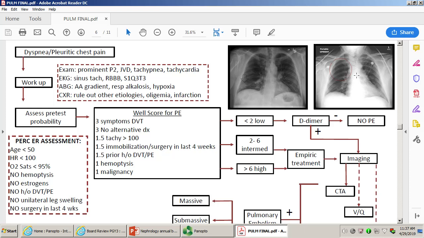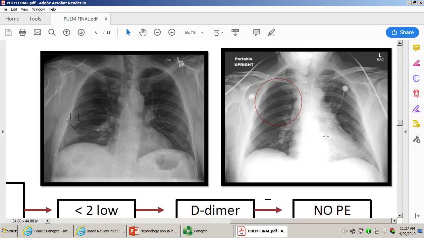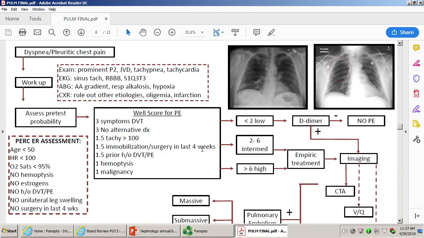What do you see here? Westermark sign, yes, in the circle. Westermark sign is a relative oligemia, or decreased visibility of blood vessels. If you see here, we see tracking of these vessels up, but here it's darker. Again, fun things to look for, but it's really not going to be the end of your investigation if you see those. So you are going to be assessing your pretest probability.